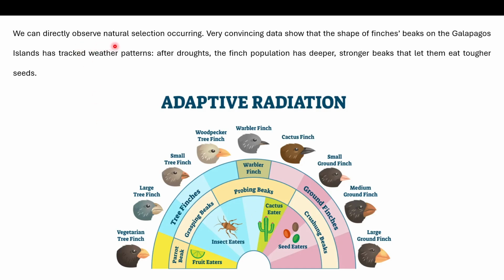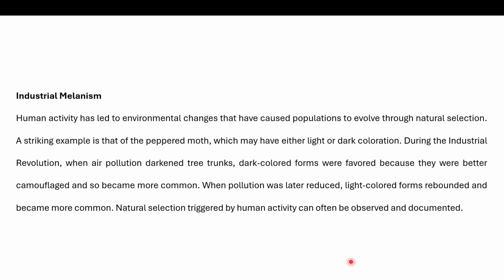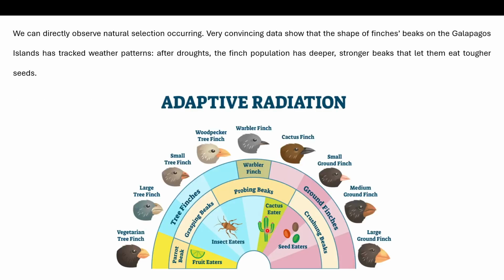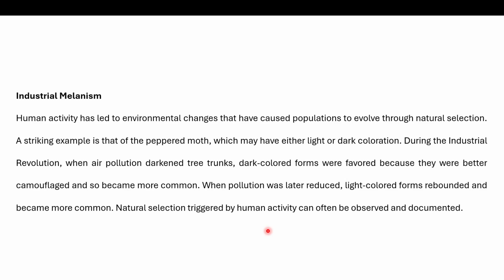We can even directly observe natural selection occurring. Very convincing data show the shape of finches' beaks on the Galapagos Islands has tracked weather patterns. After droughts, the finch population has deeper, stronger beaks that let them eat tougher seeds. So the beak sizes and shapes changed depending on what kind of seeds they are feeding on, or in general, what kind of food they are having.